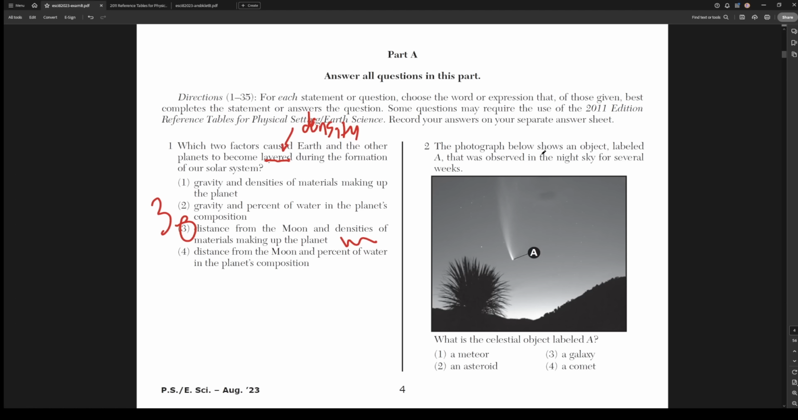Number 2, a photograph shows an object labeled A that was observed in the night sky for several weeks. That's all we see. What's the celestial object labeled A? Okay, there's a tail. By the way, I just want to say I'm doing this off the cusp. I did not prepare this, so this is my thought process, talking out loud, of how I would figure these out. So something with a tail is going to be a comet. 4.